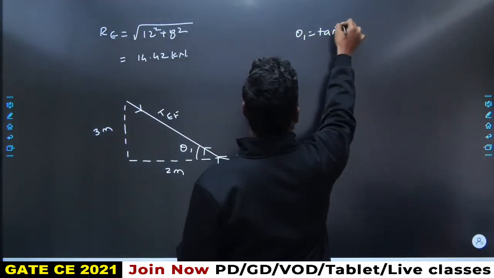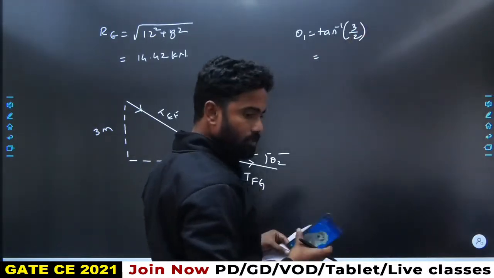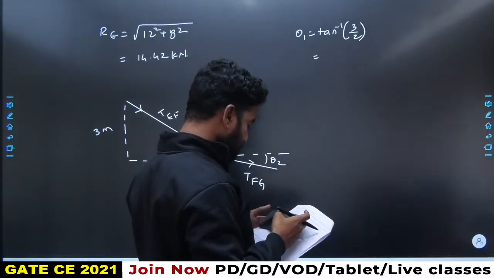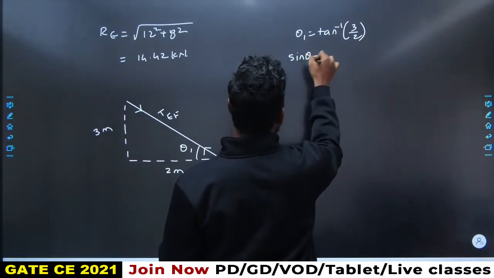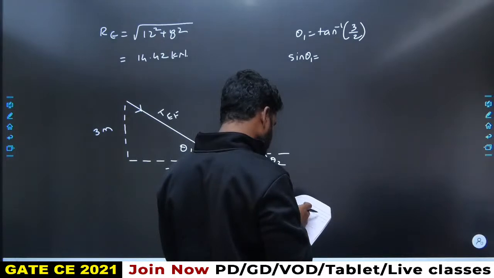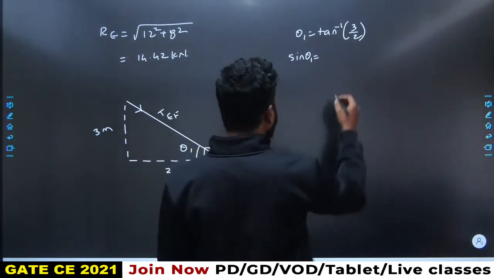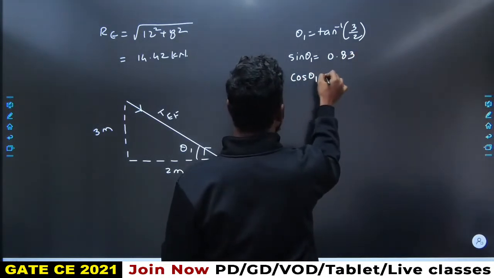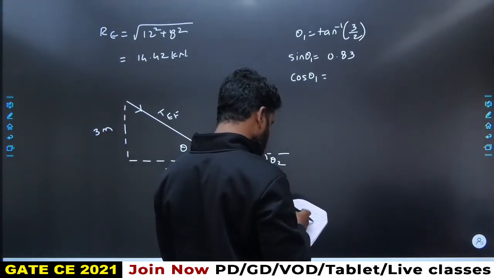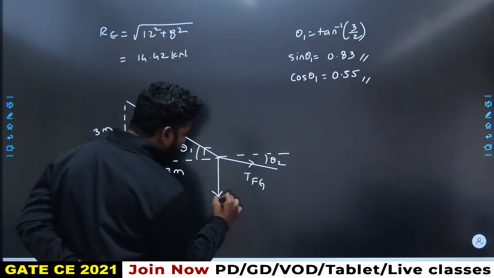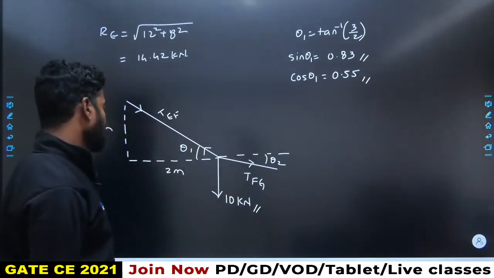Theta 1 is equal to tan inverse of 3 by 2. If tan theta is 3 by 2, sin theta 1 would be 0.83, cos theta 1 would be 2 divided by 3.61, that is 0.55. Fine. So, you got this one, and there is a 10 kilonewton load at F.